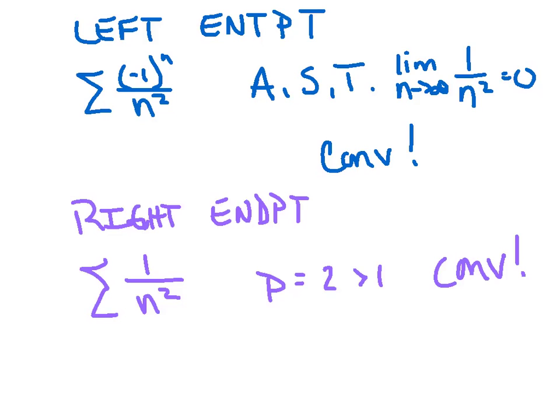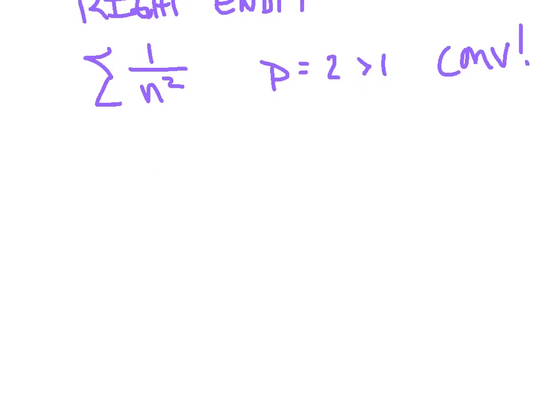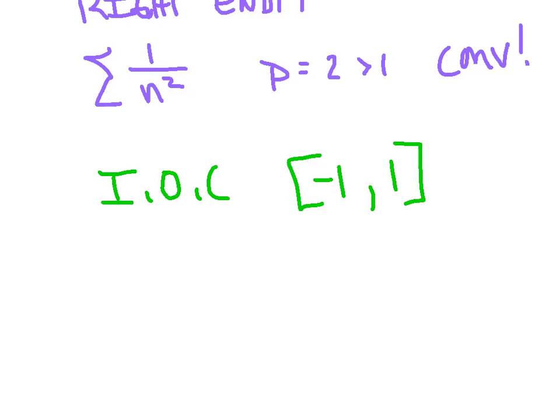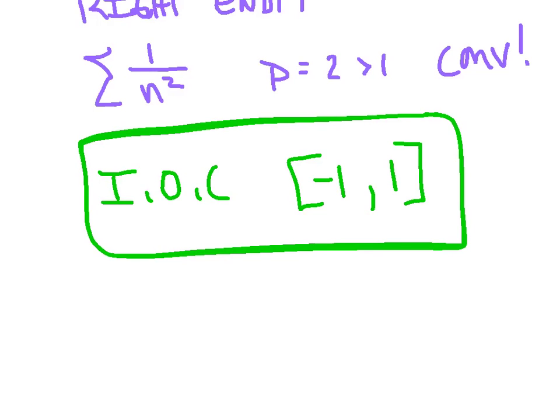So here's an example of both endpoints converging, and when I'm all said and done, I'm going to say that the interval of convergence is negative 1 to positive 1. Both endpoints are included. We say that this is an inclusive interval, and that's my answer.